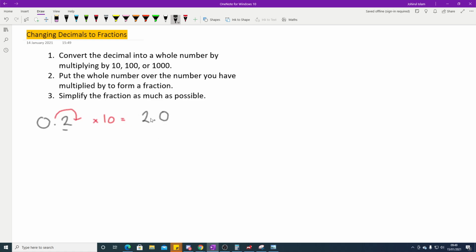Okay, now we have our whole number. We can rewrite the whole number as 2, so 2.0 is the same as 2. So that's our first step done. We have our whole number. Then we put the whole number over the number you have multiplied by. So in this case we multiplied by 10, so we put the whole number over 10.